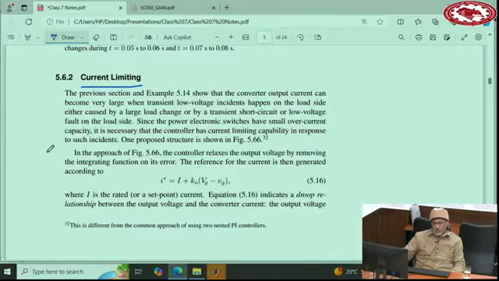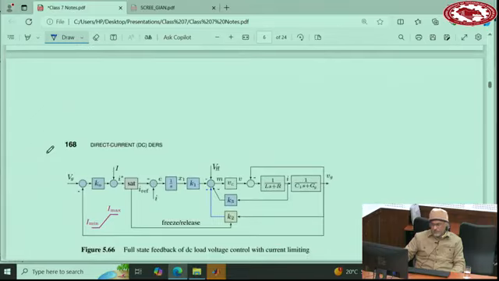Okay, so like we said, this approach has this problem. We need to fix that problem. The way to fix that problem is this.